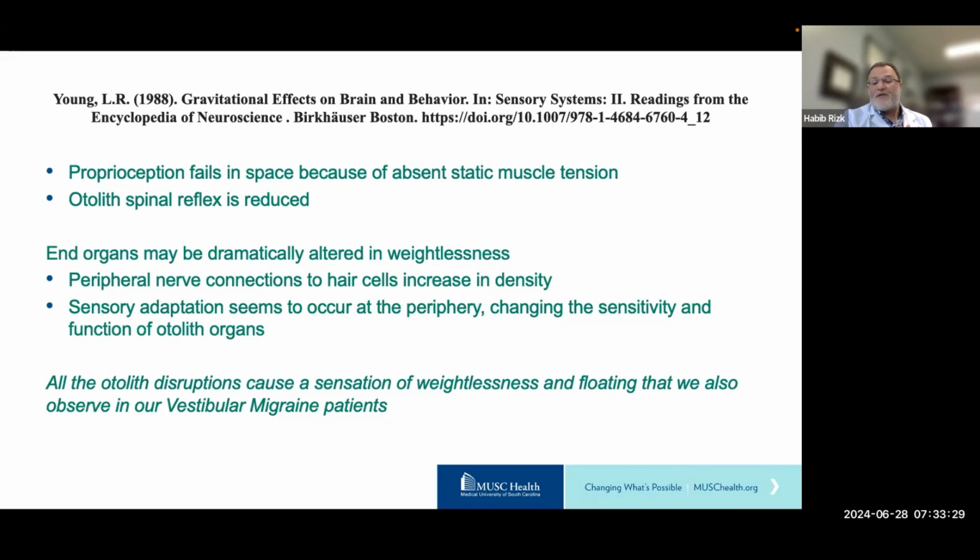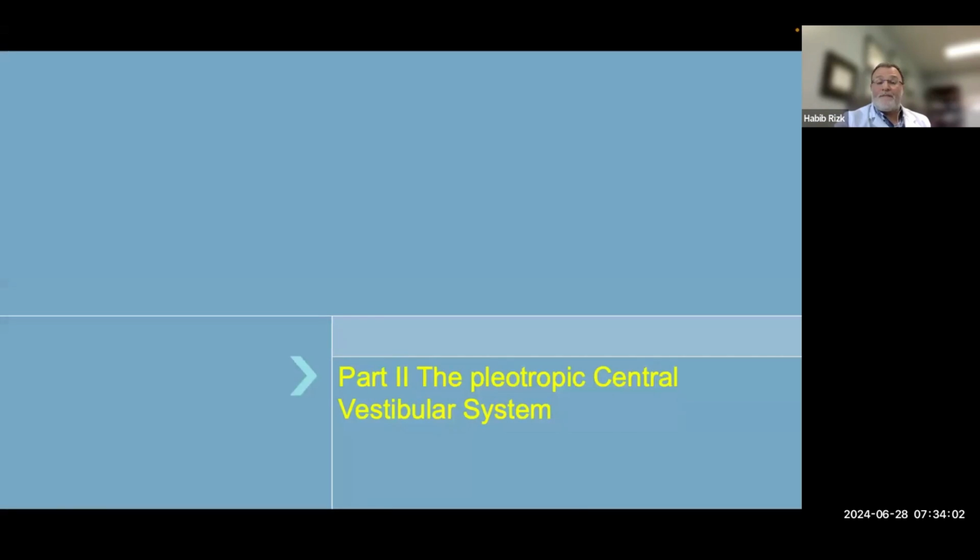But animal studies have shown that the vestibular end organs can be dramatically altered in weightlessness, with increased density of peripheral nerve connections to hair cells, making them more sensitive, especially at the level of the otolithic organs. And all of these otolith disruptions can cause a sensation of floating and weightlessness that we also observe in our vestibular migraine patients. It's kind of a personal musing of mine that my vestibular migraine patients are a model of what would happen in weightlessness, but in a gravity-bound world.